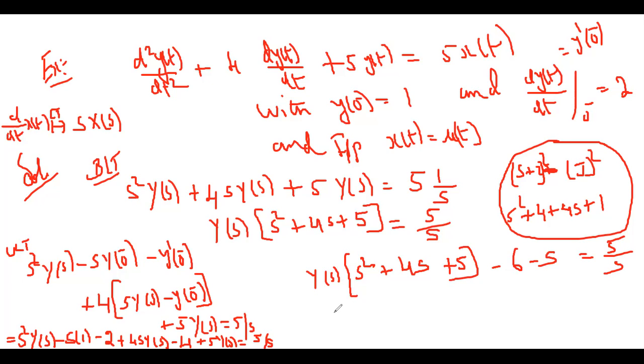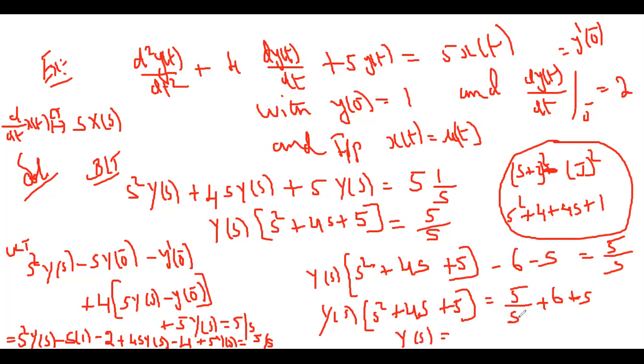Then what is the Y of s here? Y of s is equal to, take this to the right side, s square plus 4s plus 5 is equal to 5 by s, and minus 2 minus 4 is minus 6. Minus 6 becomes plus 6 here, and minus s becomes plus s. Okay, Y of s is equal to, take the LCM here: 5 plus 6s plus s square, and in the denominator we have s, and this you multiply, s square plus 4s plus 5.